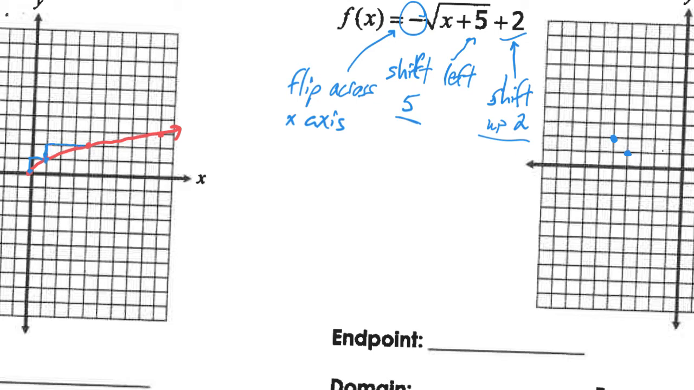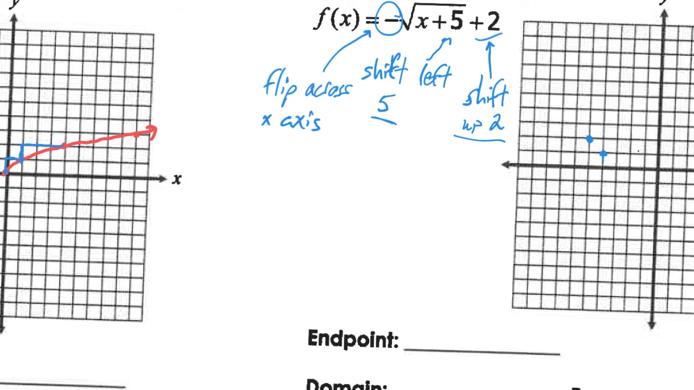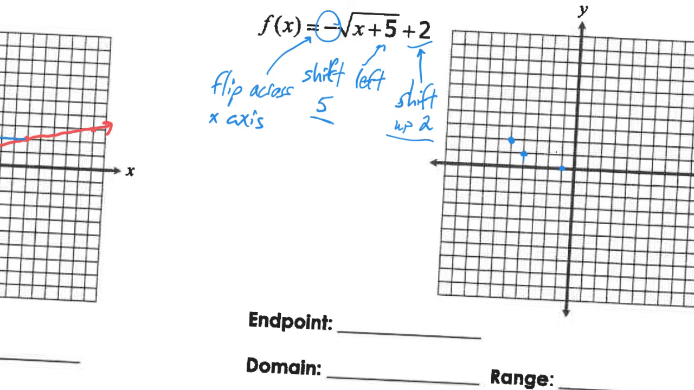Go up 1 and then right 3. But again, you're going down. So we go down 1 and then right 3. And then we can get our next point. So down 1, right 3. There we go. And that's enough points to get a good square root graph. So it's going to look like that.